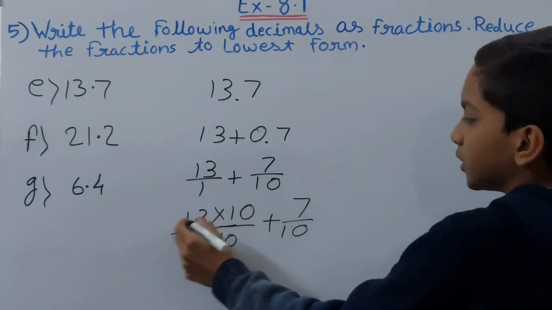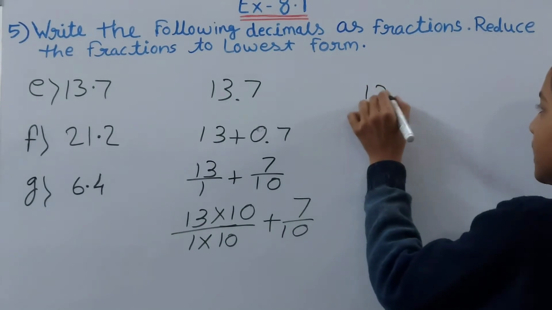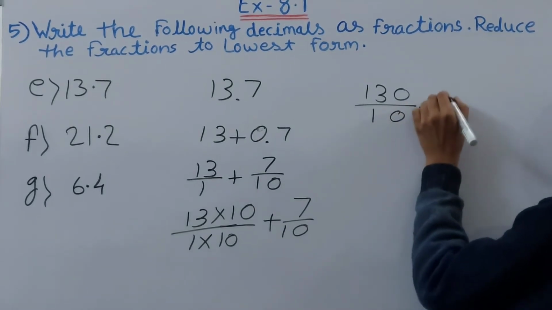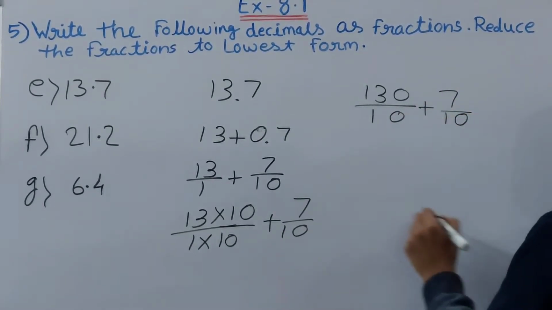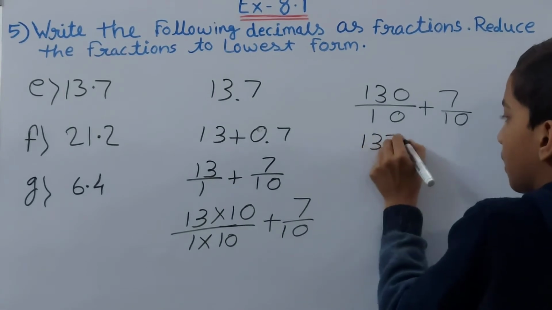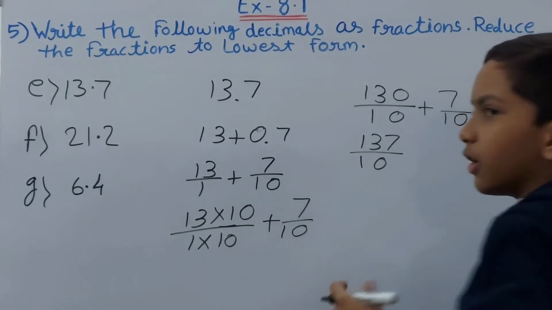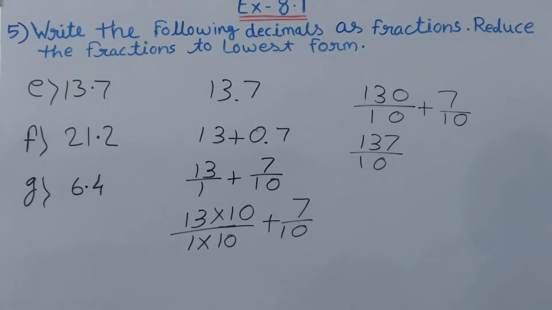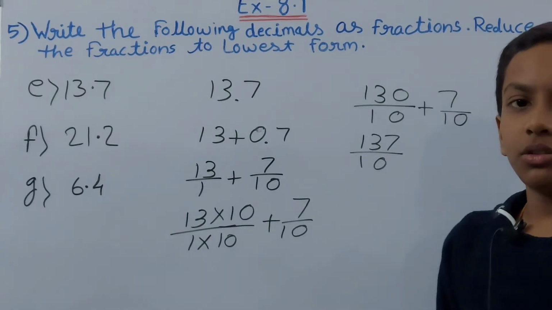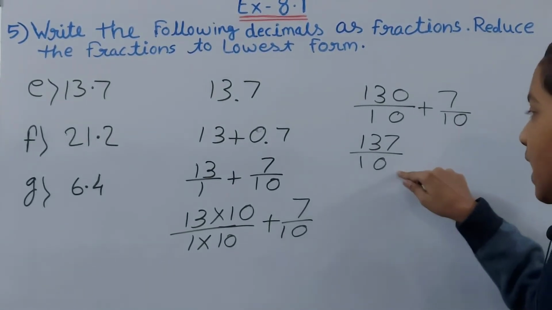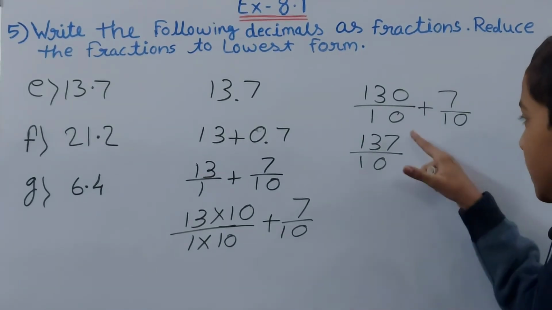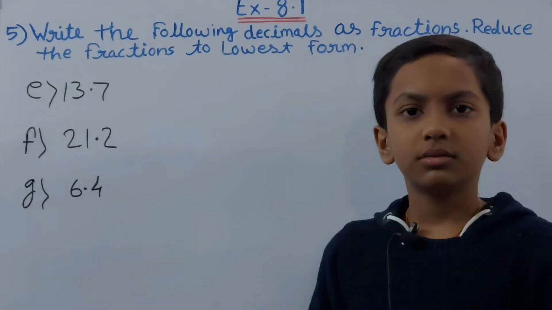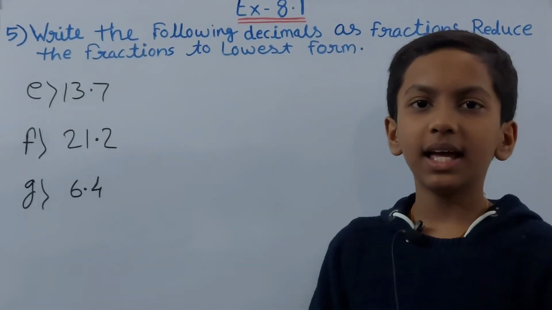So now see, 13 into 10 becomes 130 and 1 into 10 becomes 10, plus 7 upon 10. So when we add them, we are going to get 137 upon 10. Alright, now look for a common divisor of 137 and 10. Well, I think there is no common divisor of 137 and 10. So that means 137 upon 10 is our final answer. Now friends, let's move on to the next part.